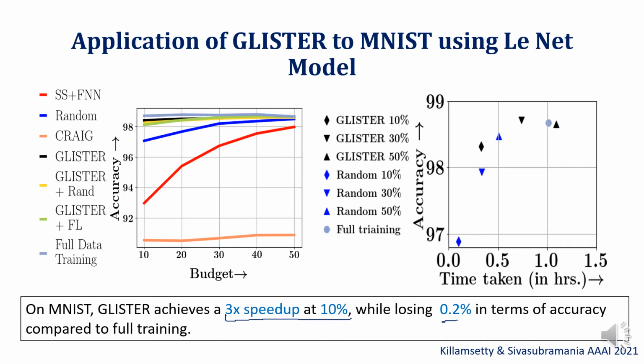On MNIST, we find that Glister achieves a 3x speed up at 10% while losing only 0.2%. So there exist several data sets where the speed up is significant, because with a smart selection of a subset for generalizing on the validation set, you hardly see any accuracy drop.